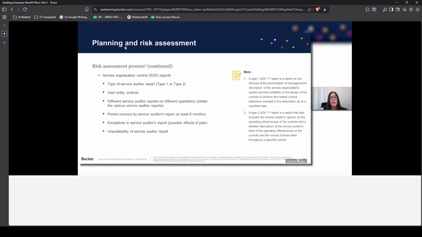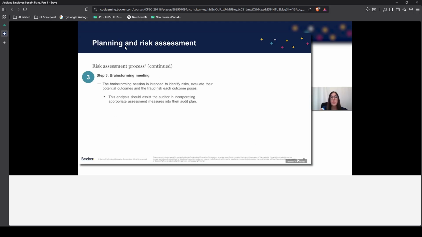Now, you could have more than one service provider for that plan. So that would mean you would need to review each and every SOC report for that plan.